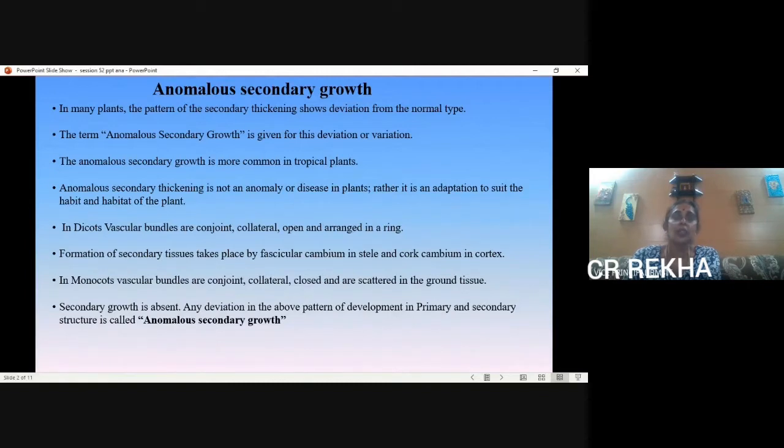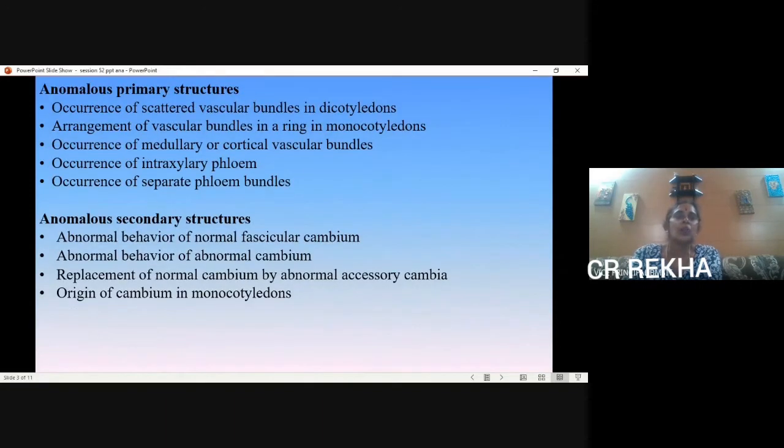So we do not see the secondary growth in monocots. But in some plants, secondary growth is seen, which is not the normal type. It is deviation from the normal type, which is called anomalous secondary growth. So why is this anomaly? See, anomalous, it may be due to the primary structures or it may be due to the secondary structures.